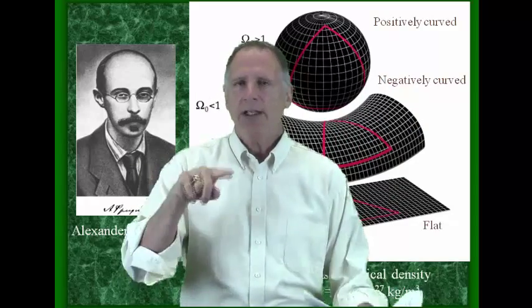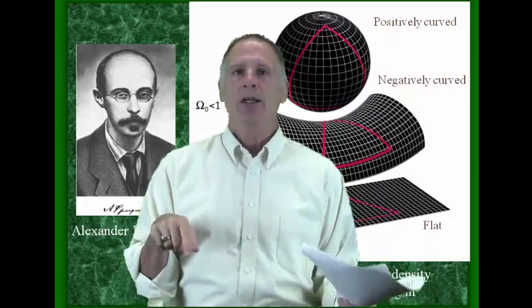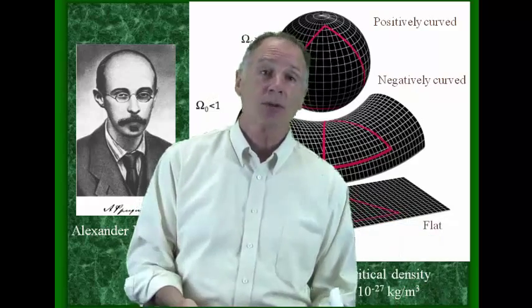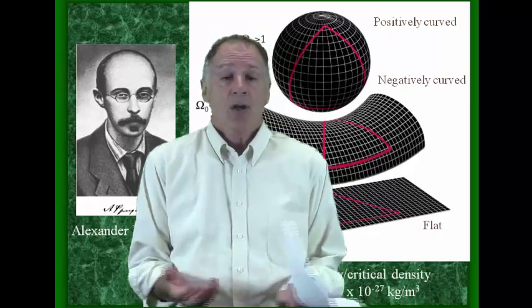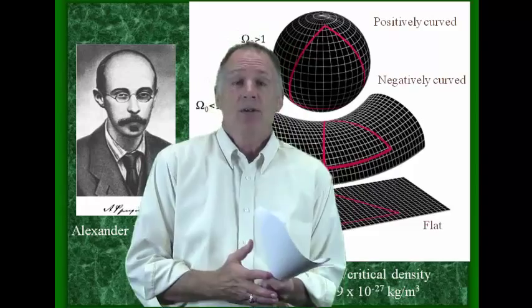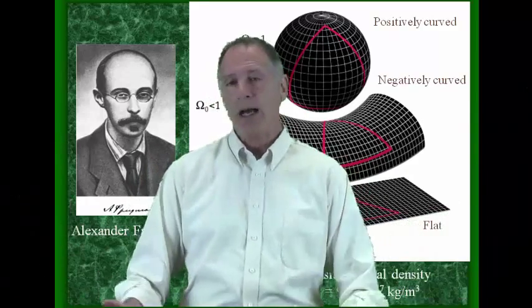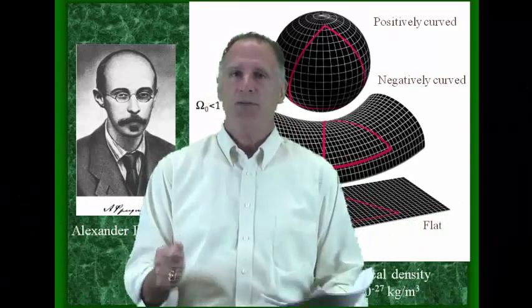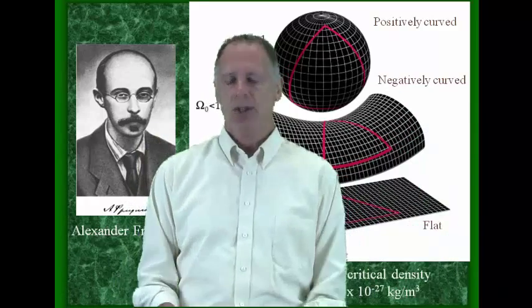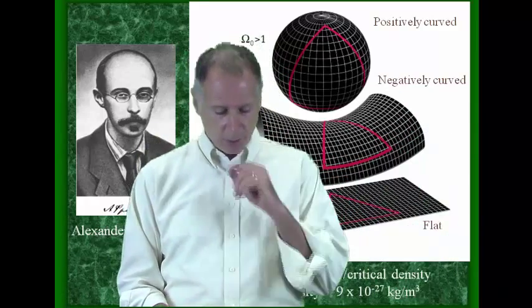Instead of having the angles where we can add them up and decide whether they're less than 180 degrees or greater than 180 degrees, we can't do that because the universe is so doggone big, it's impossible to tell. It looks flat because of the tremendous expansion that it's gone through.